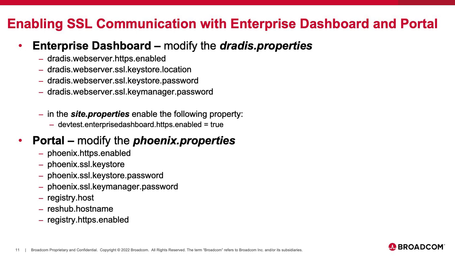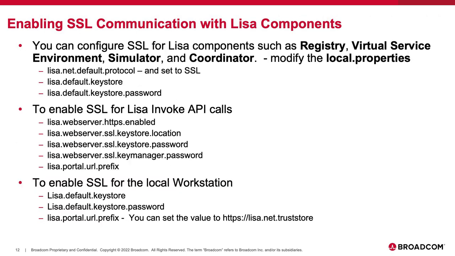Within the portal, we'll be modifying the Phoenix.properties. For SSL passwords and key stores, we'll use the first four sets of properties for Phoenix.ssl. And for our Jasper reports, we'll need to enable the registry hosts, Res Hub, and registry HTTPS enabled properties in order to properly access resources. Within the various other components, we can modify the local.properties and set the key store file and password, as well as setting the default protocol to SSL.